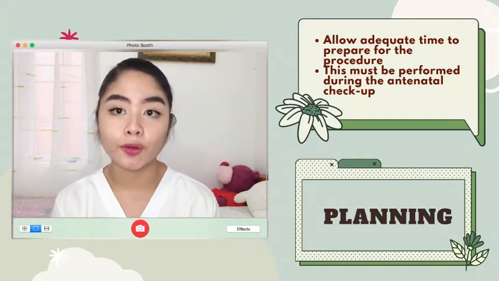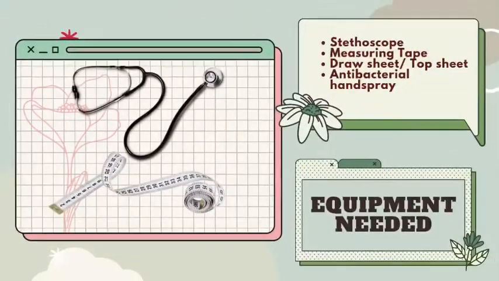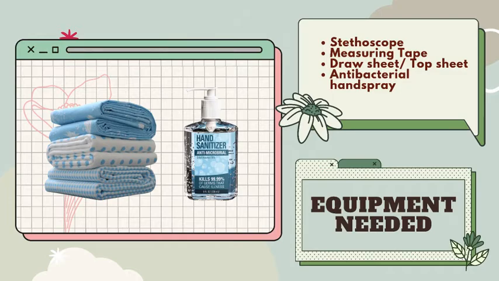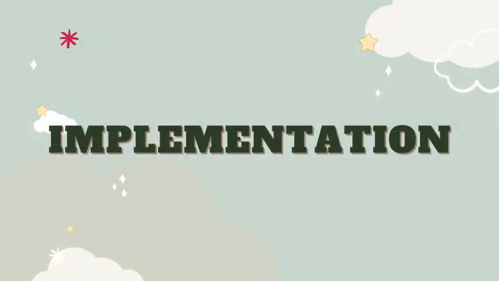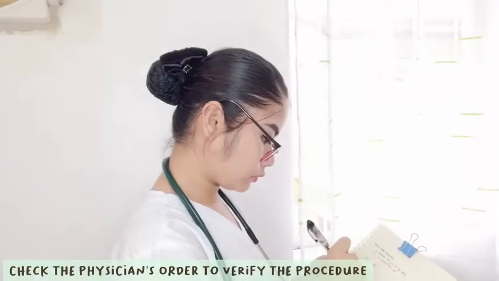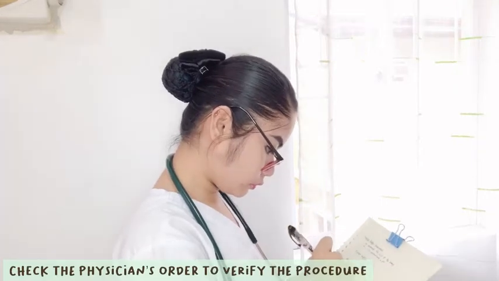Also, you're going to need the following equipment: stethoscope and measuring tape, draw sheet, and antibacterial hand spray. For the implementation, check the physician's order to verify the procedure.